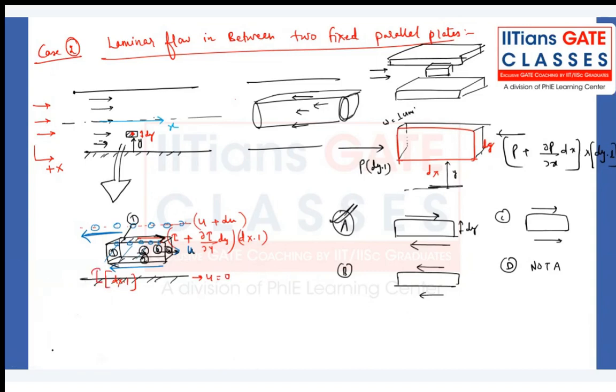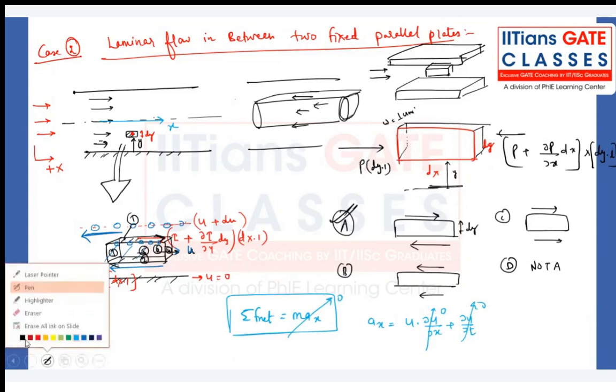Now, once this is correct, again what do we have to apply? We have to apply net force, that is mass into acceleration. Once again, acceleration will be what? u into dou u by dou x plus dou u by dou t. Steady flow, no variation in x direction, so that is 0. So acceleration will be 0. So net force, once again we have to keep it 0. Once you do that, what will you get?